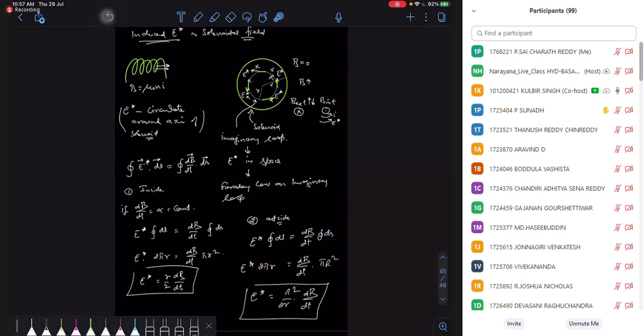The second assumption is that we apply Faraday's law on an imaginary loop. So I assume that an electric field is going to be developed here in my space. Under that assumption, the third assumption we have taken is that the rate of change of magnetic field is constant, and B and the area are in the same direction. In that situation, I'm getting one special field value, as a special case, not any general formula.